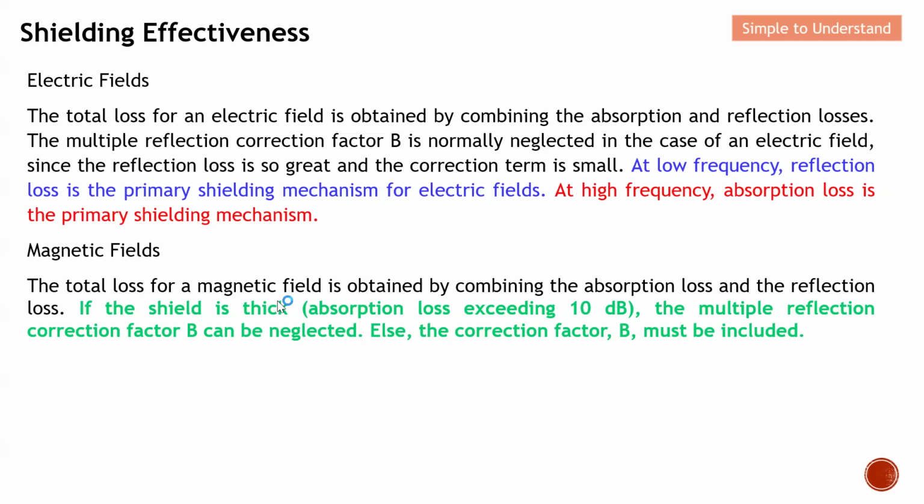The total loss for a magnetic field is obtained by combining the absorption loss and the reflection loss. If the shield is thick and the absorption loss exceeds 10 dB, the multiple reflection factor B can be neglected. Else, the correction factor B must be included. Later on, I will explain another way to curb the low frequency magnetic field.